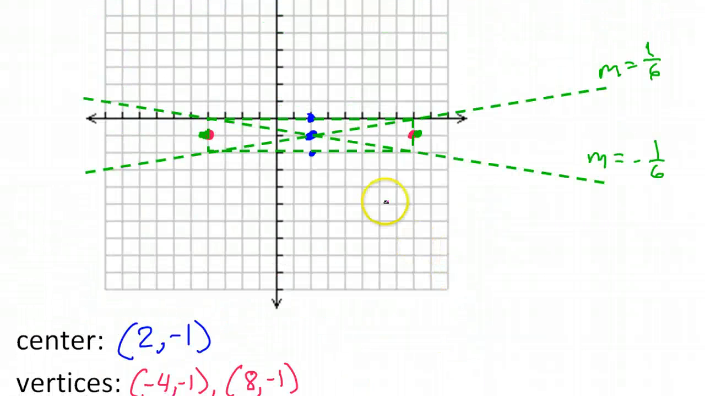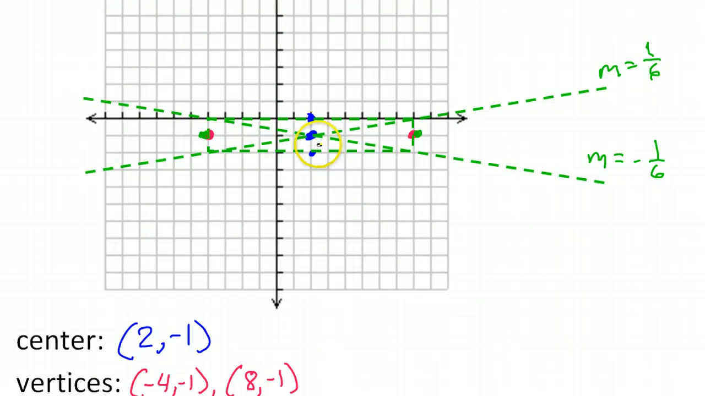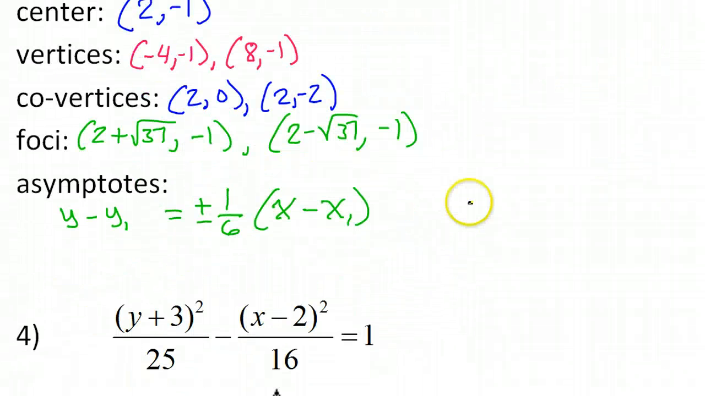Now, we need a point to be our x and our y, all right, our x1 and our y1, and I recommend using the center. Okay, so check it out. Our center here, of course, is the point 2, comma, -1. So let's let that be our x1 and our y1. So x1 is 2, y1 is -1. Okay, so x1 is 2.